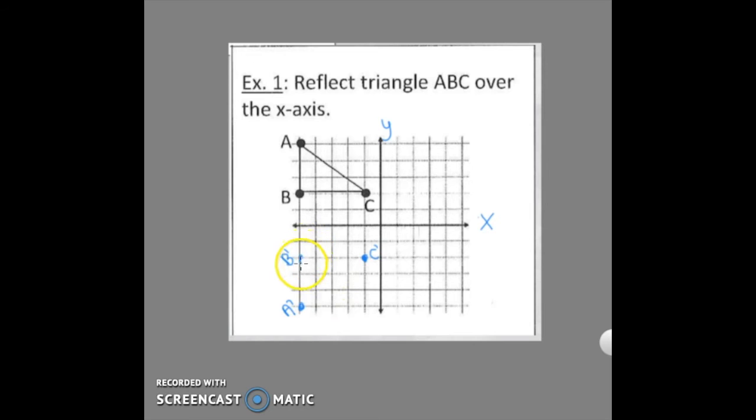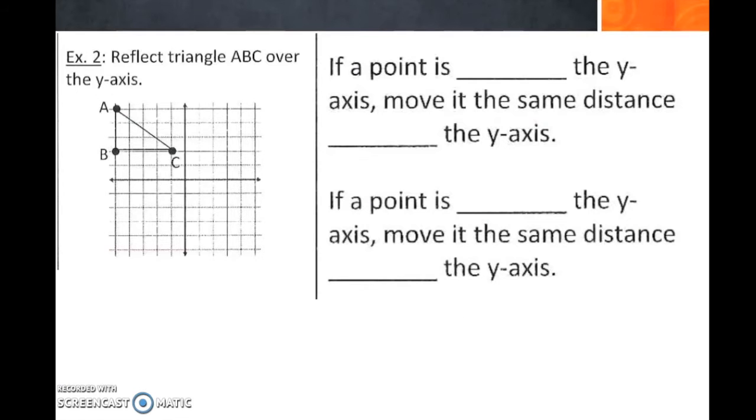Hope that makes sense. So now all I have to do is create my shape. So now triangle ABC is reflected across the x-axis. Example number 2. We are going to reflect triangle ABC over the y-axis.